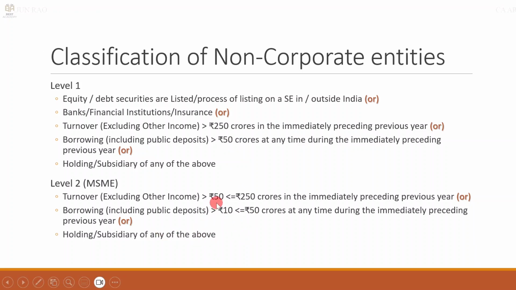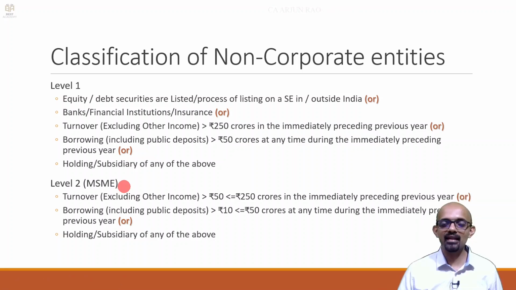So how to remember the limits? Just remember, for level 1 it is greater than 250. So for level 2 it will be greater than 1/5 of this, 50, less than or equal to 250. So that is logical. So we are just moving below. So for borrowing for level 2 it will be greater than 10, less than or equal to 50, holding a subsidiary. Now there is a new term here, MSME.